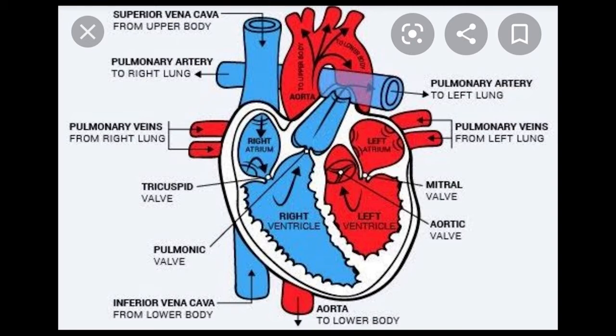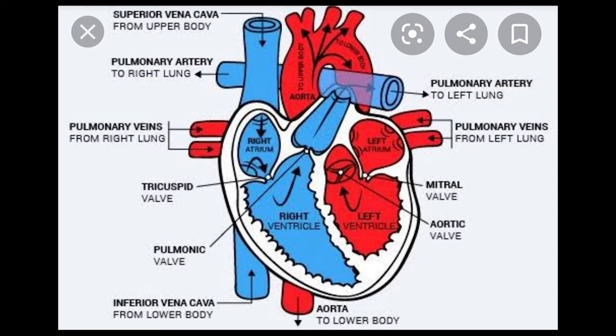Next, the right ventricle contracts and sends this blood to the lungs through the pulmonary artery for purification. So, the pulmonary artery is the exception from all other arteries because it carries carbon dioxide-rich blood from the heart to the lungs.